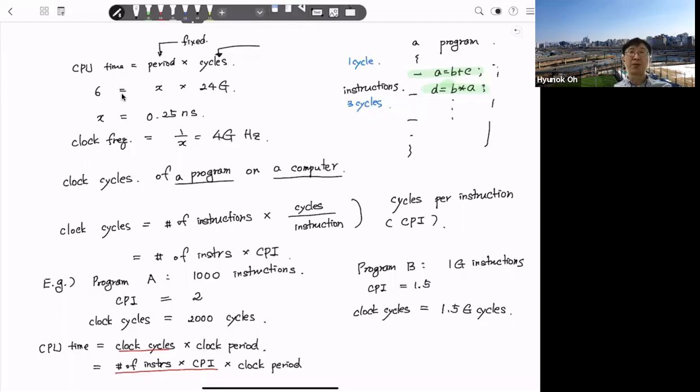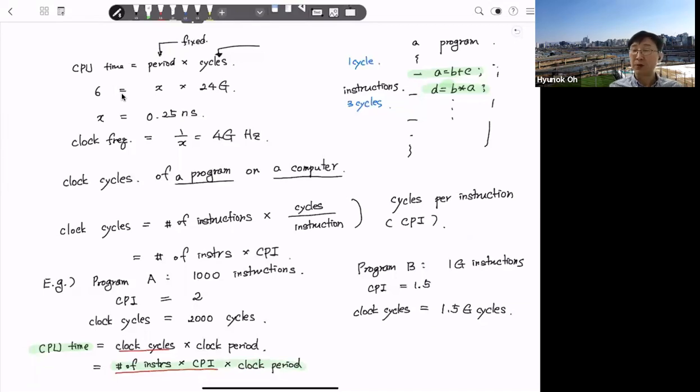Okay, so the CPU time is proportional to the number of instructions to be executed, and also CPI, cycle per instruction, and then clock period. So if per cycle it takes more time, then definitely it takes more CPU time. Okay? So you have to remember the last one.